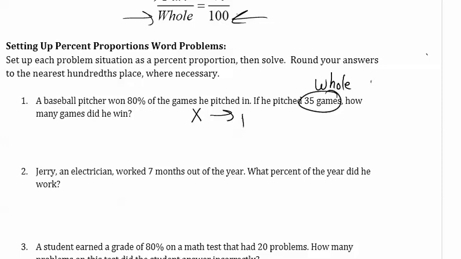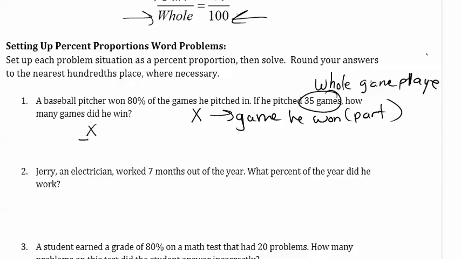So X represents the games he won, and that is the part. Okay, so out of all the games he played, so whole games played, or the total, so X over the whole, which is 35, is equal to 80 over 100. And 80 over 100 tells us that 80 is a percentage. Okay, so now let's cross multiply and solve for X.